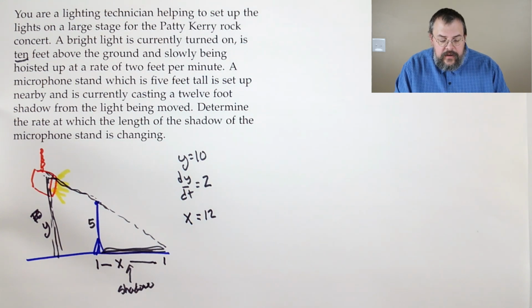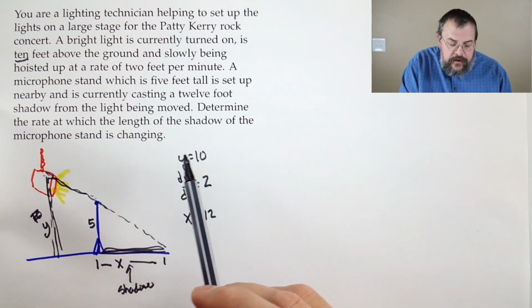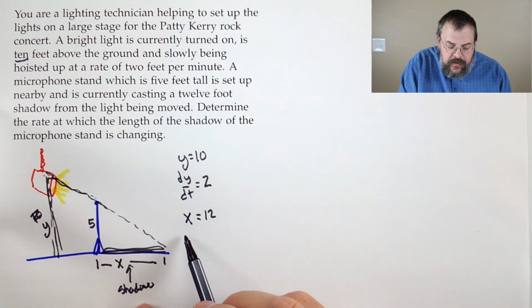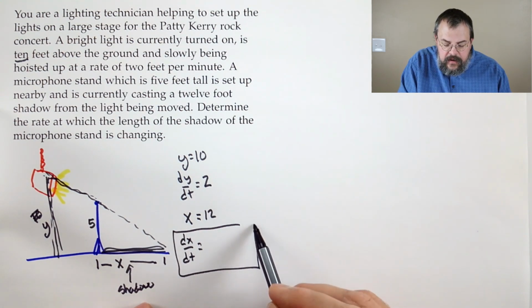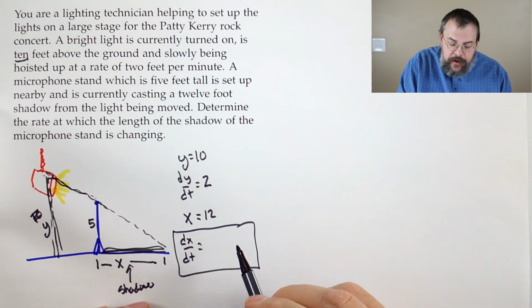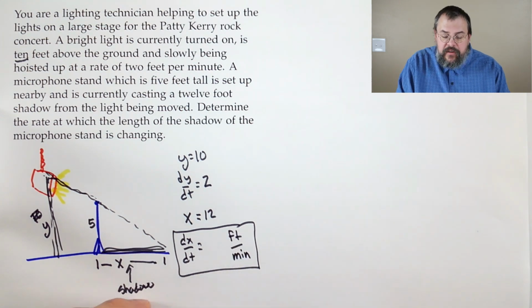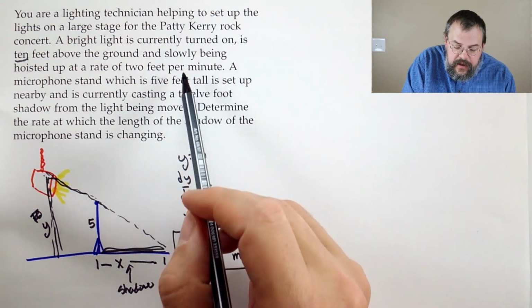Now, the question is, how is the rate at which the length of the shadow of the microphone stand changing? Well, dx dt is, and whatever that is, there's our answer. In fact, we even can write down our units if we needed to. Our answers will be in feet per minute because all our distances are measured in feet and our parameter time t is measured in minutes.